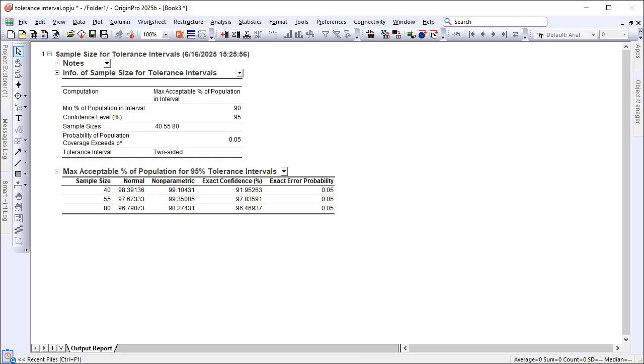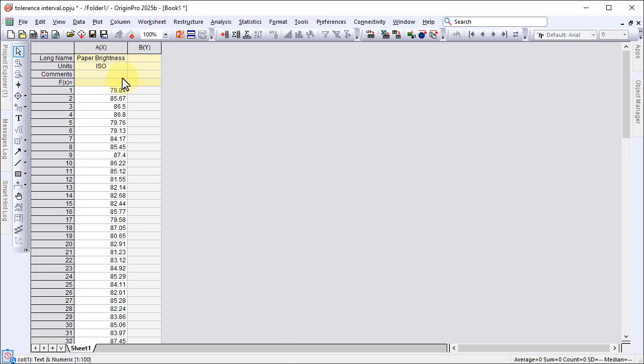Notice that the exact confidence level of 92% is less than 95%, the nominal value specified in the input dialog. This indicates that a larger sample size is required under the non-parametric method. The next step is to collect paper brightness data and compute the tolerance interval. Book 1 contains the collected data.